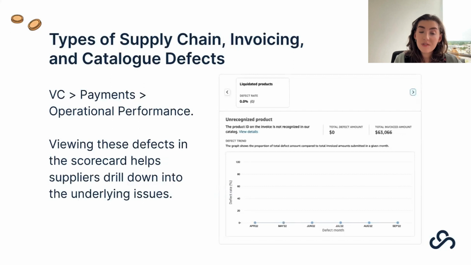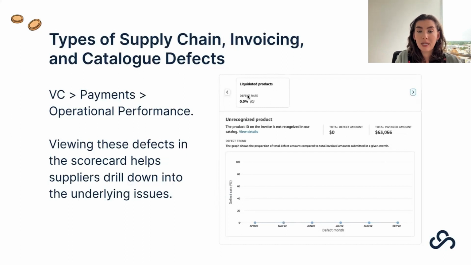If you want to look at the types of supply chain invoicing and catalog defects in Vendor Central, log into Vendor Central, go to the Payments tab, it's on the top nav, and then click into Operational Performance. You can actually view each of these defects in your scorecard and drill into underlying issues.